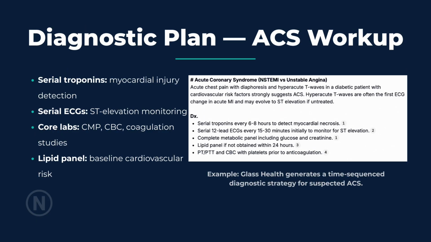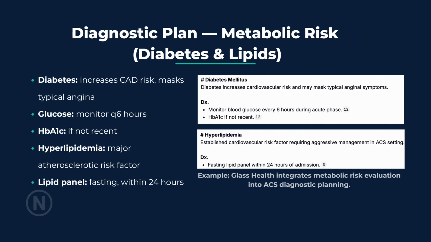For suspected acute coronary syndrome, Glass Health recommends several key diagnostics. These include serial troponins, serial ECGs, basic labs, and coagulation studies, and a lipid panel, supporting both the acute evaluation and the long-term assessment of cardiovascular risk. Glass Health also incorporates metabolic risk into the workup. Diabetes increases the risk of acute coronary syndrome and may blunt typical symptoms, so it recommends close glucose monitoring and obtaining a recent HbA1c. It also reinforces checking a fasting lipid panel within the first 24 hours of admission.